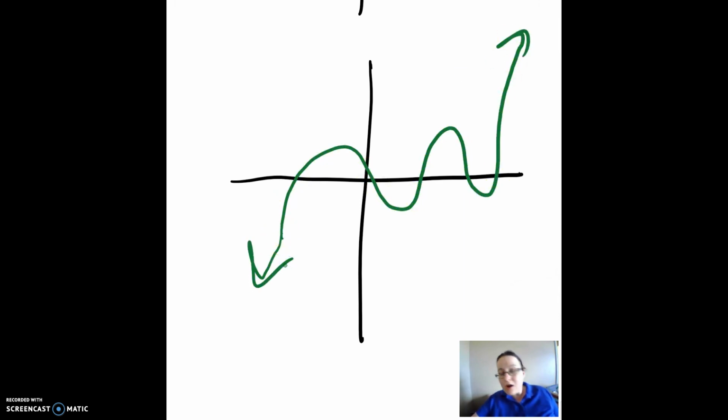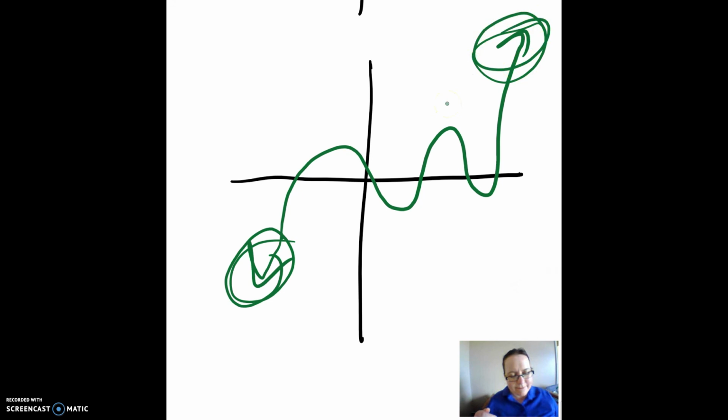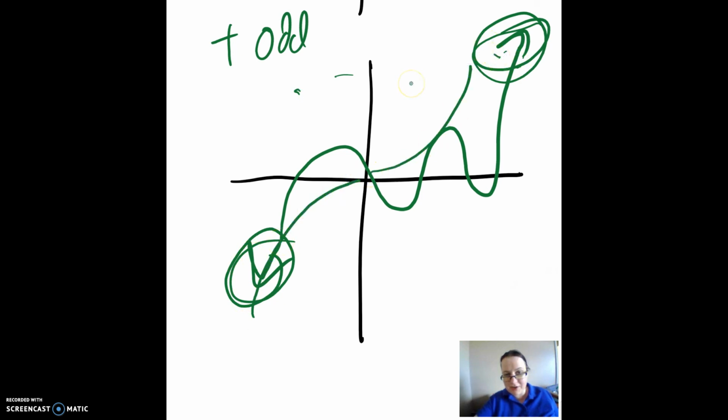But, quick! Quiz! What's this one? It starts out down here. Ends up there. What do you think? Dance moves. It is a positive odd, because it's not evenly anything. If it was evenly something, it would have the same side both times, right? So, it's got to be an odd. It starts out in a frown, ends in a smile, so this is a positive odd.